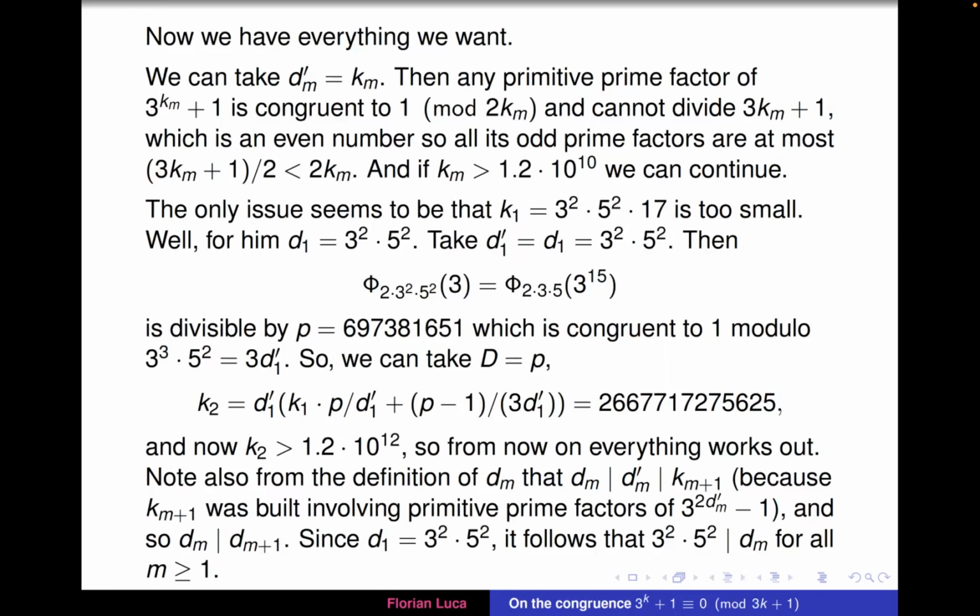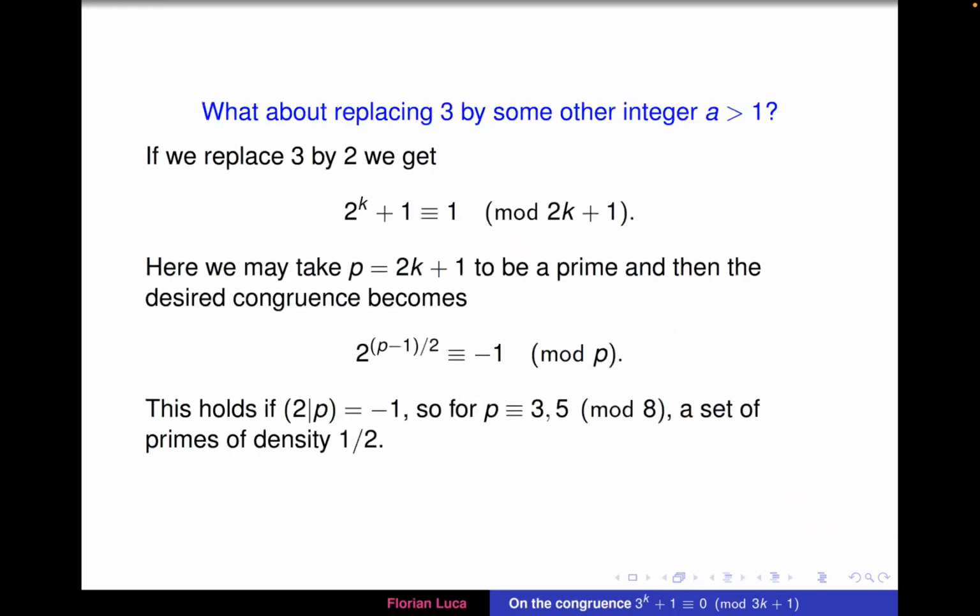Maybe that number is odd, is divisible by 9, so you can get a 3. Maybe it's divisible by some other square of a prime, because then when you look at these powers of 3, which are supposed to be 1 modulo that prime, you can catch an additional factor of 3 in there. Okay, what about replacing 3 by some other integer a bigger than 1?